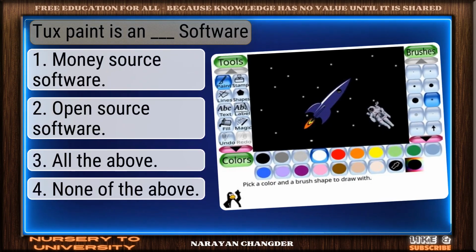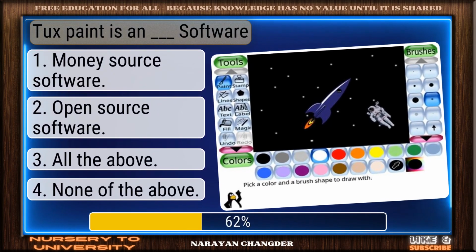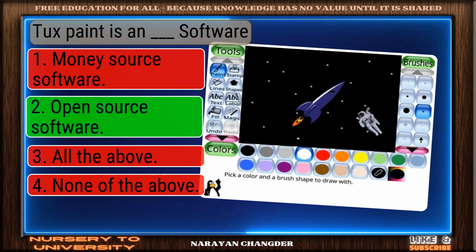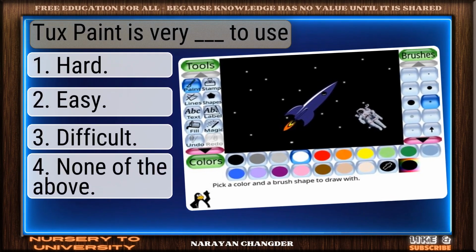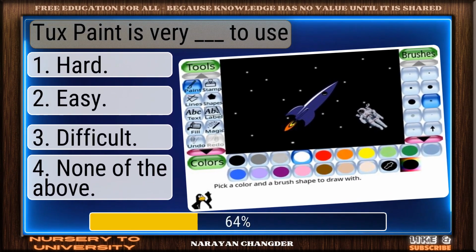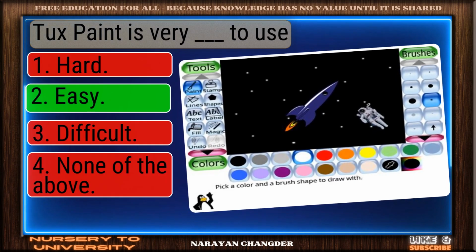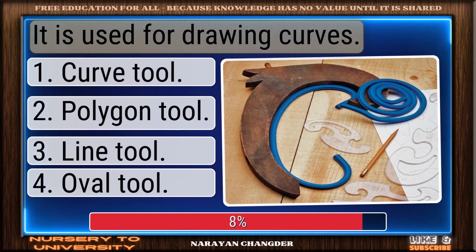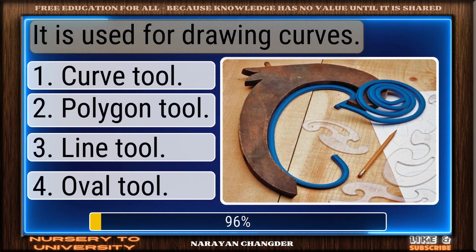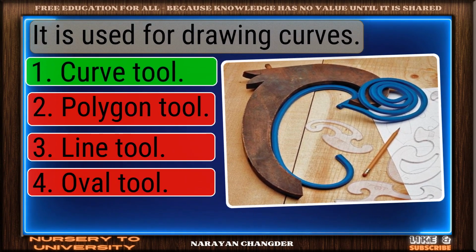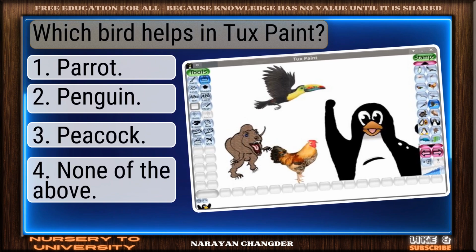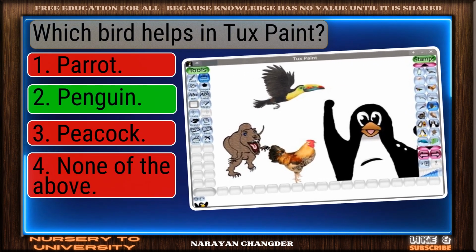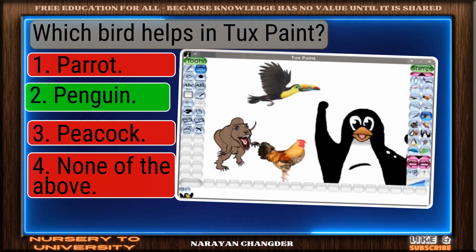Tux Paint is in dash software. You got it. Open source software fits. Tux Paint is very dash to use. On track. Easy is correct. It is used for drawing curves. Excellent choice. Curve tool is right. Which bird helps in Tux Paint? Strong choice. Penguin is right.